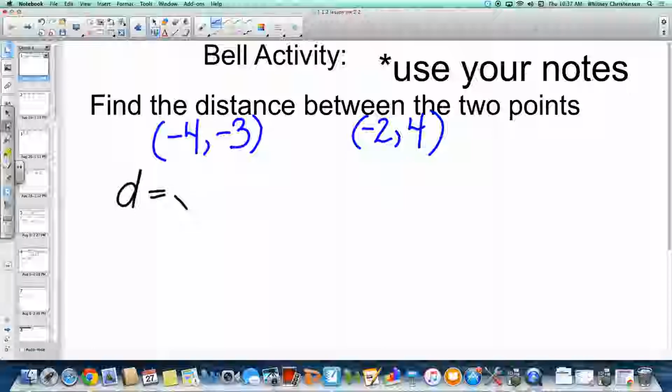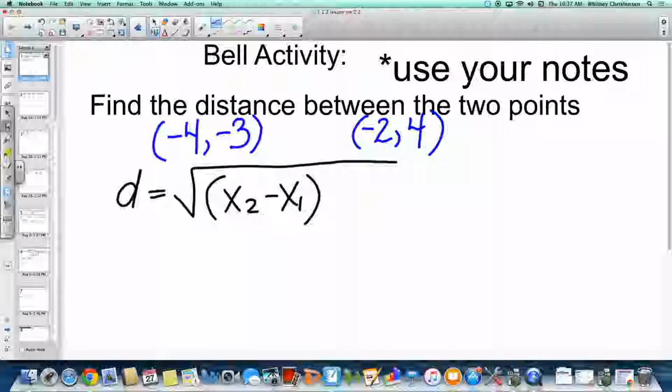Okay, so you said the square root of what? X2 minus X1 squared plus Y2 minus Y1 squared. Okay, awesome.